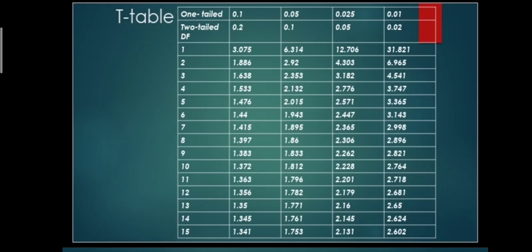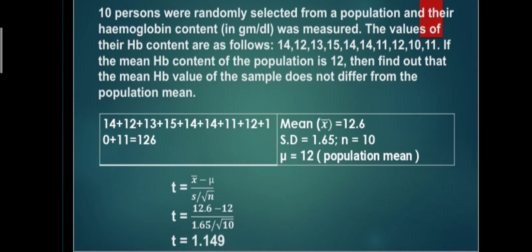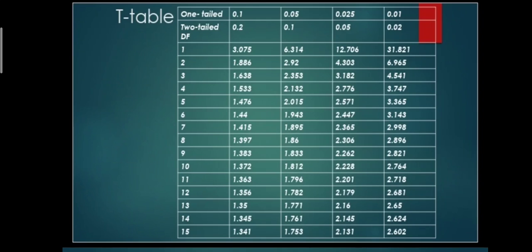You can see here it is 2.262 at 9 degrees of freedom. You can see that in the table. Now you can compare this table value with the calculated value. What we observe here is the calculated value is 1.149, and the critical value is 2.262. We find that the calculated value is less than the table value.